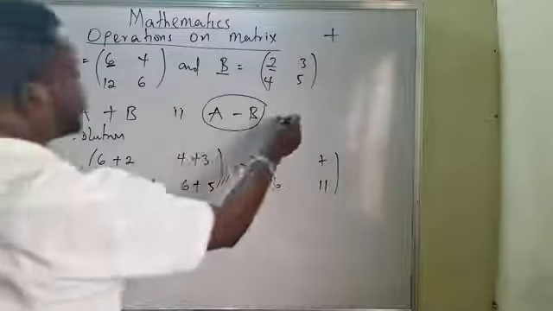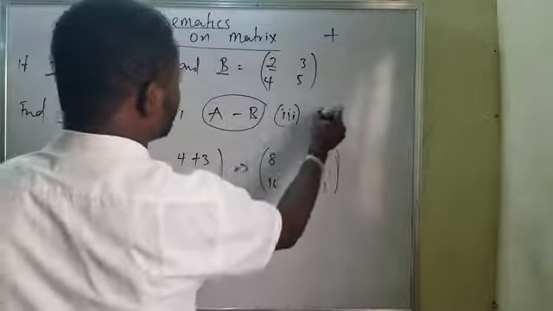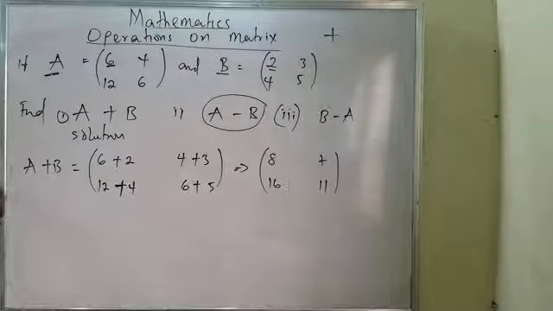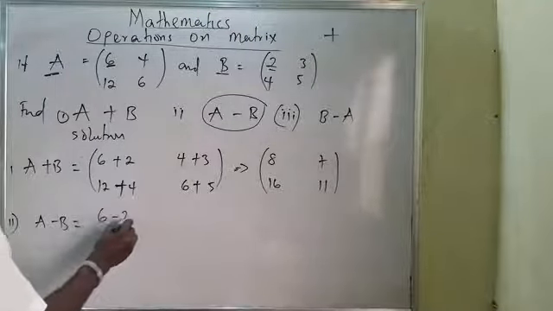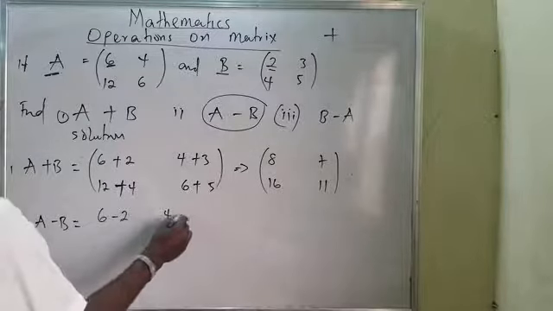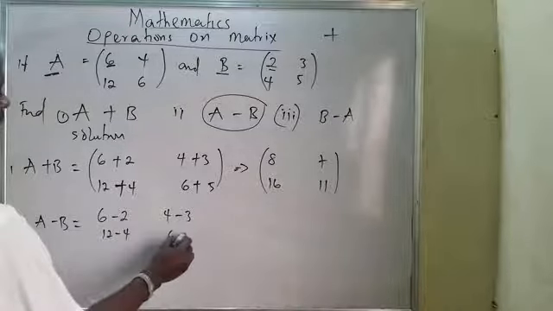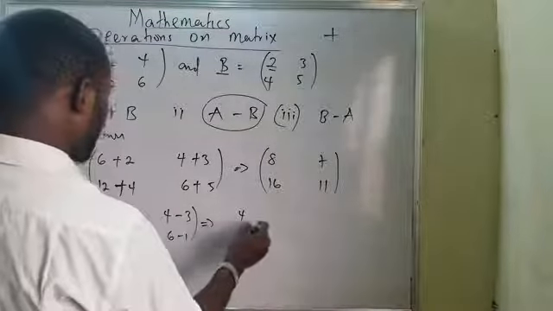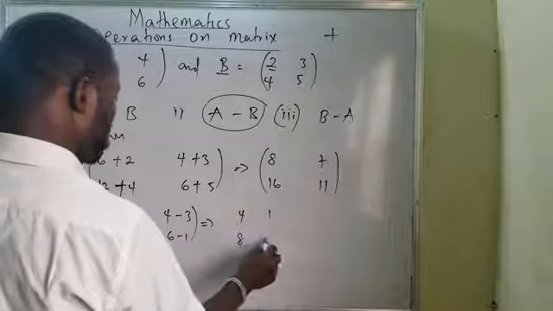Now, let me quickly add 1 to it, just to make it more understandable. B minus A. Now, look at this. This is the first one. The second one means A minus B. Can you see? I'll be having 6 minus 2, 4 minus 3, 12 minus 4, and 6 minus 1. Now, can you see what it implies? I have 4, I have 1, I have 8, and I have 5.